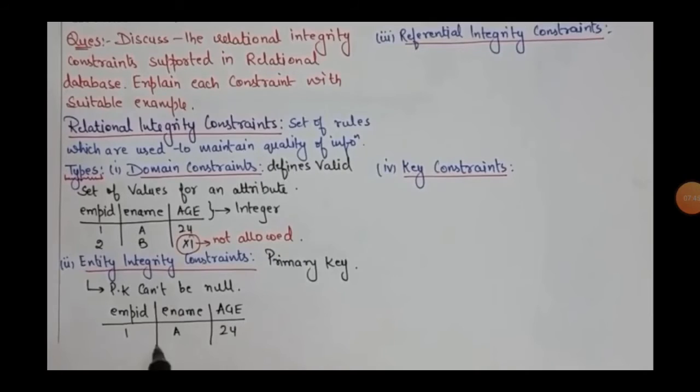So here we have the example. The employee ID is 1, the employee name is A, and the age is 24. It is the right input, so it doesn't give an error, because it is only one input, so it is unique, and we have entered a value in every column.